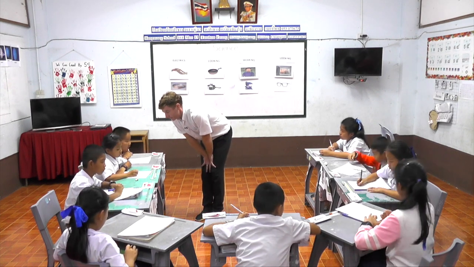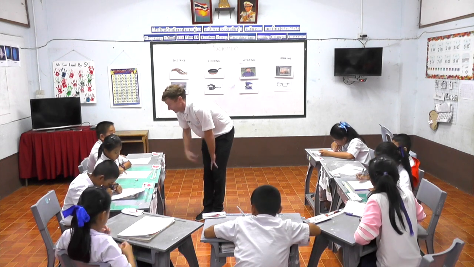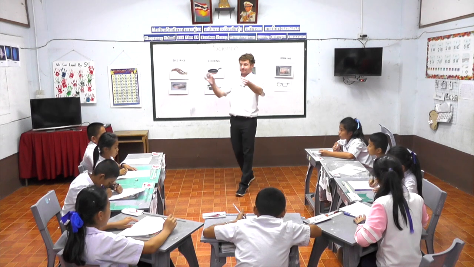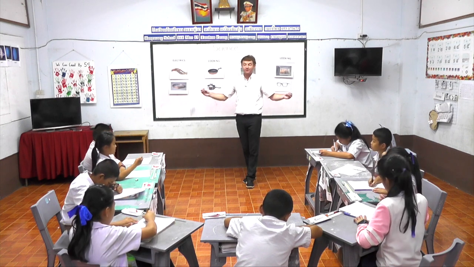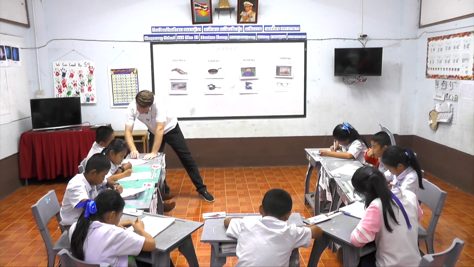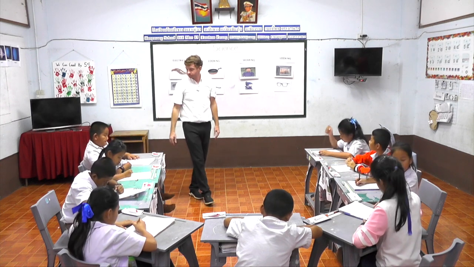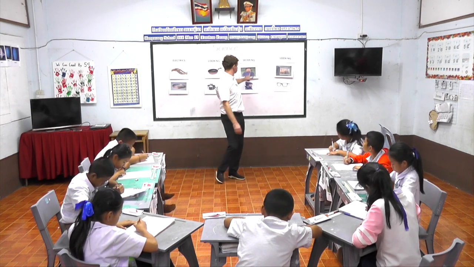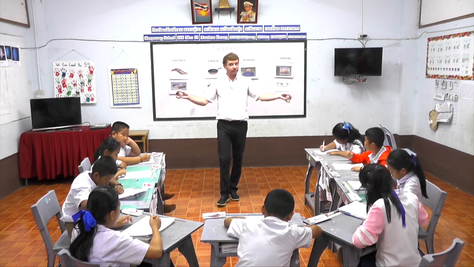Okay, so the next one. Rubber can be used for bins because it can be stretched. Yes, well done, guys. Stretched. Wool. So wool for our winter clothes. Number five. What are our winter clothes made of? Wool. Yes, wool. An elastic can be stretched.